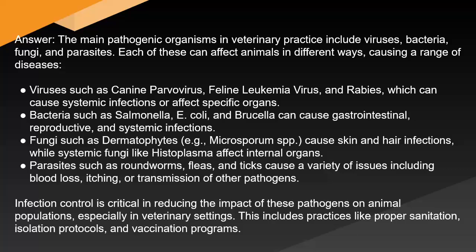Fungi such as dermatophytes, e.g., Microsporum spp, cause skin and hair infections, while systemic fungi like Histoplasma affect internal organs. Parasites such as roundworms, fleas, and ticks cause a variety of issues, including blood loss, itching, or transmission of other pathogens. Infection control is critical in reducing the impact of these pathogens on animal populations, especially in veterinary settings. This includes practices like proper sanitation, isolation protocols, and vaccination programs.